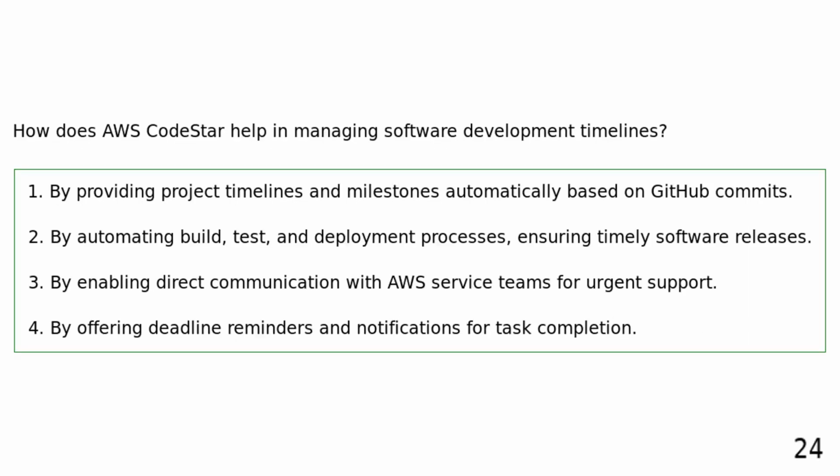How does AWS CodeStar help in managing software development timelines? By providing project timelines and milestones automatically based on GitHub commits. By automating build, test, and deployment processes, ensuring timely software releases. By enabling direct communication with AWS service teams for urgent support. By offering deadline reminders and notifications for task completion.